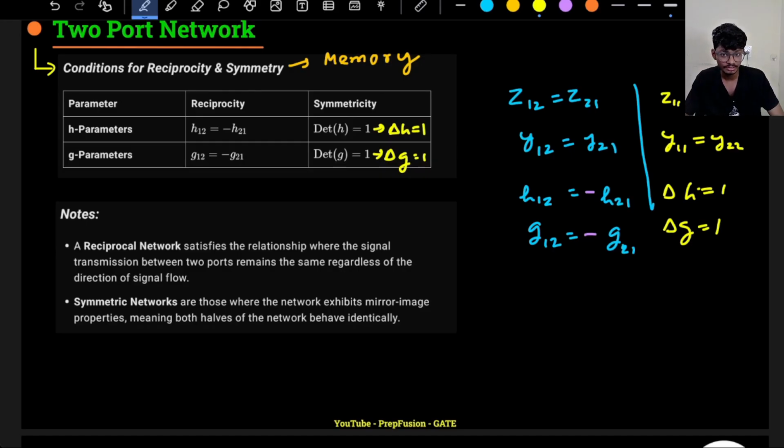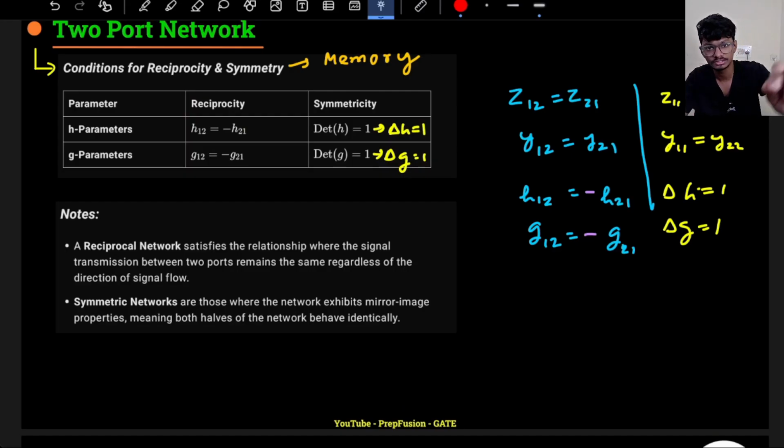For hybrid parameters, H21 equals minus H12. It is somewhat similar to Z parameters, but just a minute difference, a negative sign. That is the condition for reciprocity. The same condition holds for the G parameter: G12 equals minus G21. Now symmetricity is quite different, something new comes up. For H parameter, determinant of H equals 1, and for G parameter, determinant of G equals 1. This is the condition for symmetricity basically.